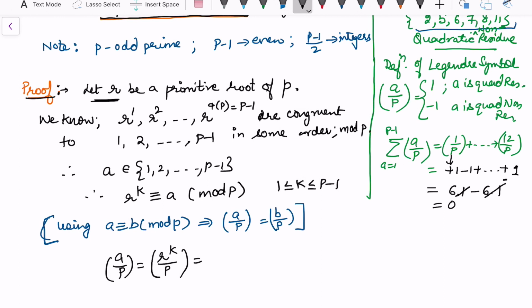And I've also done one more property. In this case, we can use another property that if A by P is a Legendre symbol, this is the same as A to the power (P minus 1) by 2 modulo P. We did this property also in the last video, so I'm just using this property.